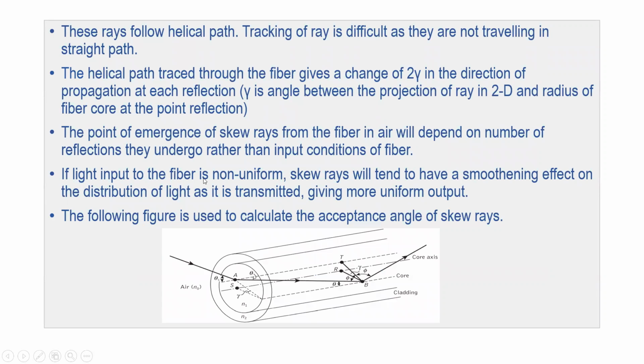If light input to the fiber is non-uniform, skew rays will tend to have a smoothing effect on the distribution of light as it is transmitted, giving more uniform output. For example, if light input is non-uniform, that means it is traveling in different directions. Then it will all undergo some reflections, and it is going to form a uniformity of shape inside the fiber.